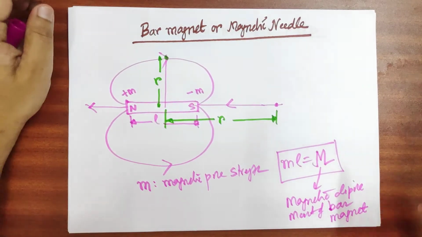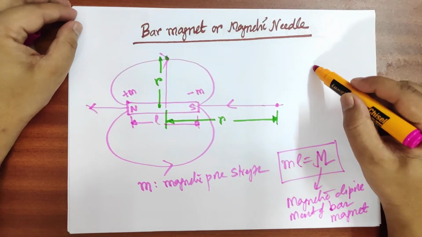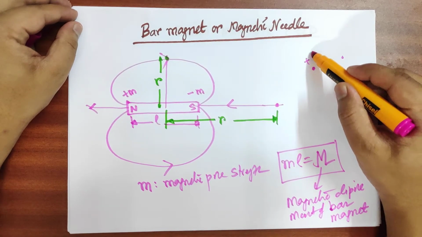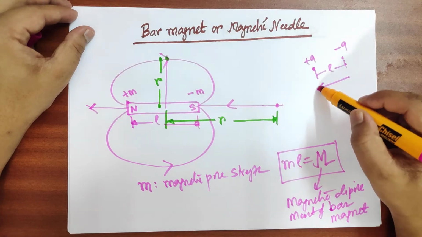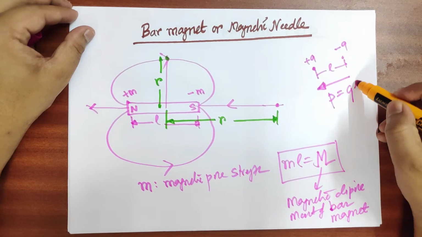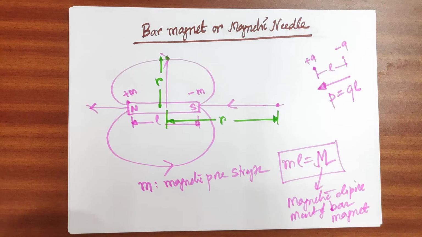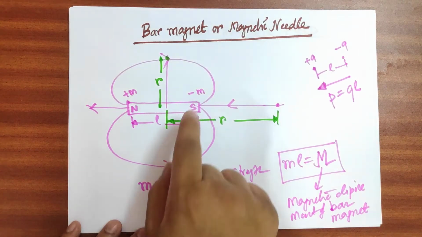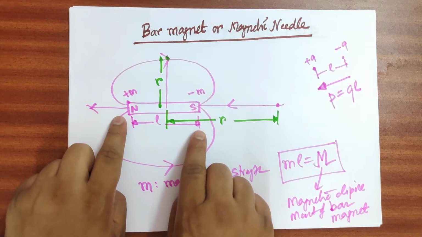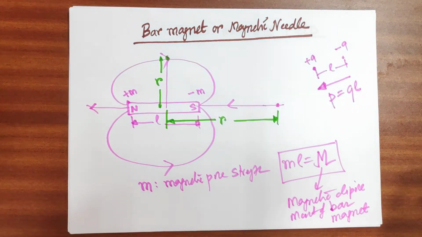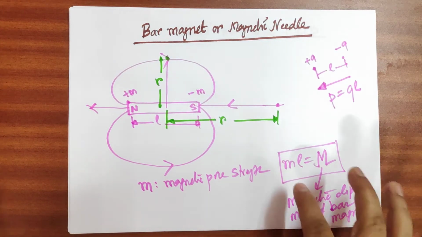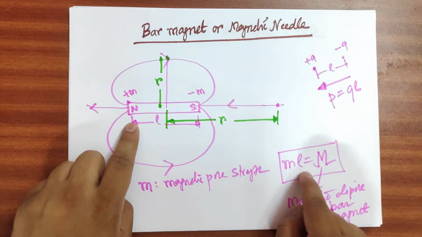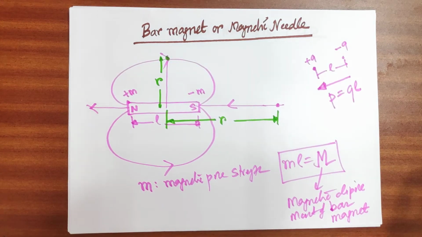See, you can compare it with the electric dipole moment. So you have two charges, plus q and minus q, separated by length L. So the electric dipole moment was P equal to q into L. Similarly, with that similar model, we can think of a magnetic dipole moment as the magnetic pole strength multiplied by length. The length happens to be 0.84 times the geometric length. However, we take this length as equal to L only.